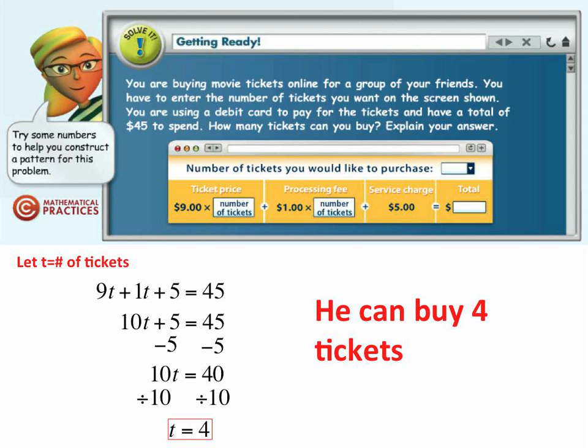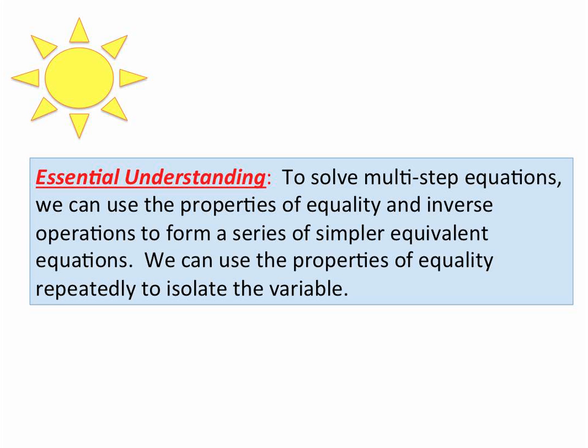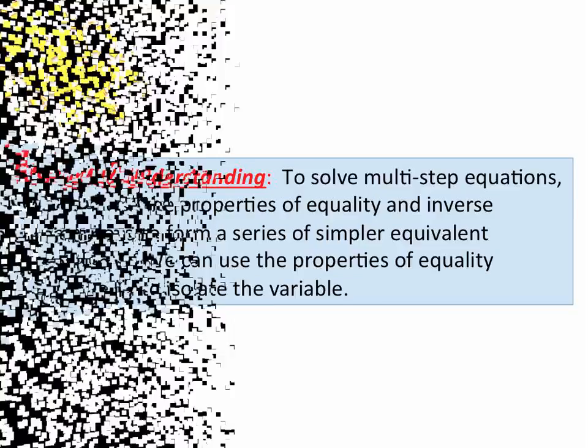All right, pretty straightforward. Continuing with what we've been doing in the last couple sections. Solve multi-step equation. We can use the properties of equality and inverse operations to form a series of simpler equivalent equations. We can use the properties of equality repeatedly to isolate the variable. So we're still trying to get the variable all by itself. Here's some examples.